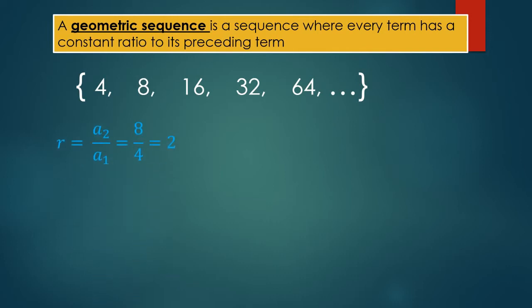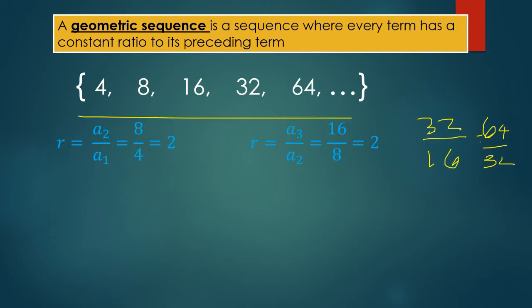If we get the ratio of 8 and 4, we have 2. The ratio of 16 and 8 is 2. Same as the ratio of 32 and 16, that is also 2, as well as the ratio of 64 and 32. So the ratio between terms for this given sequence is constant. Therefore, this is an example of a geometric sequence.